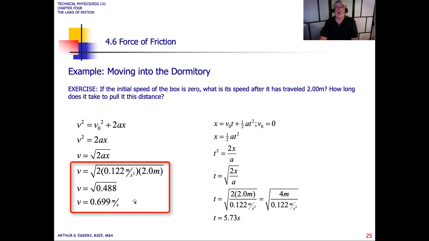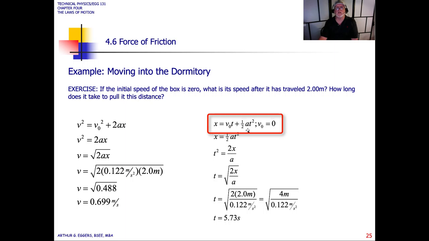Now we can solve the second half of the problem. How long does it take to pull the box that distance? So again, we've got to go back into our toolbox and find the relationship that has terms that we have solved for to help us solve for the unknown. In this case, we're looking for time. We have velocity terms, acceleration terms, and the distance, and we know that the initial velocity is zero, so this whole equation simplifies down to: the distance is equal to 1/2 the acceleration in the x direction times time squared.